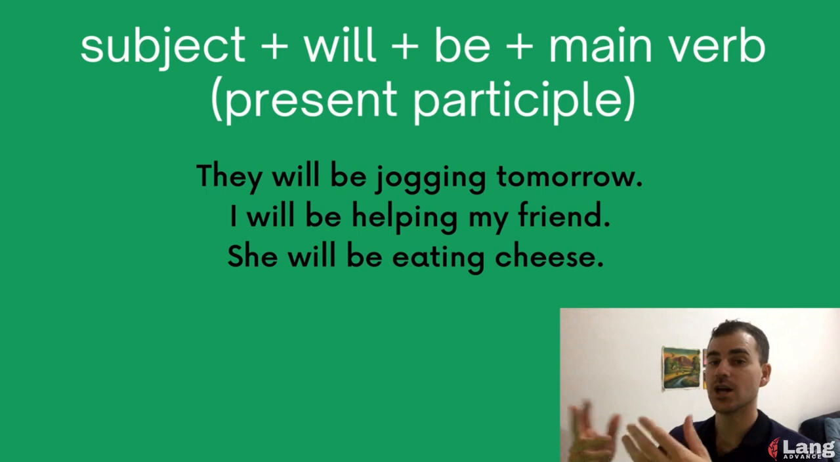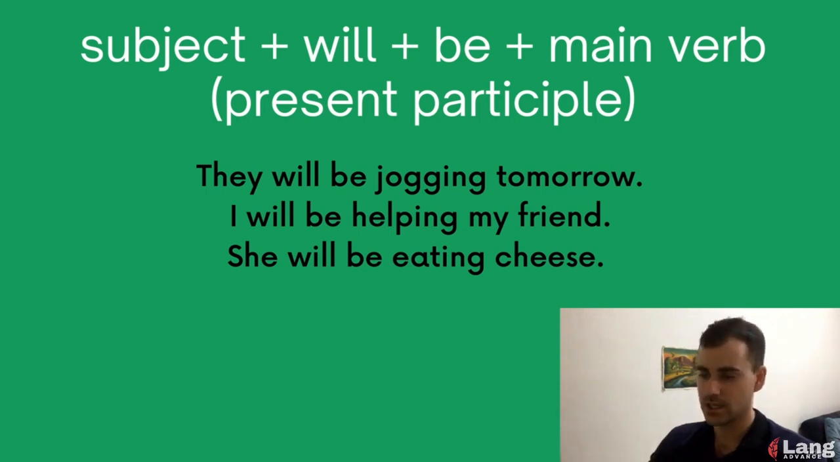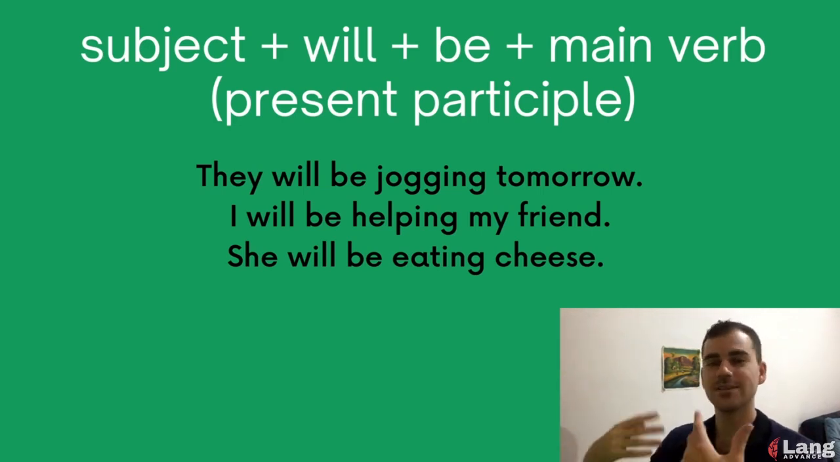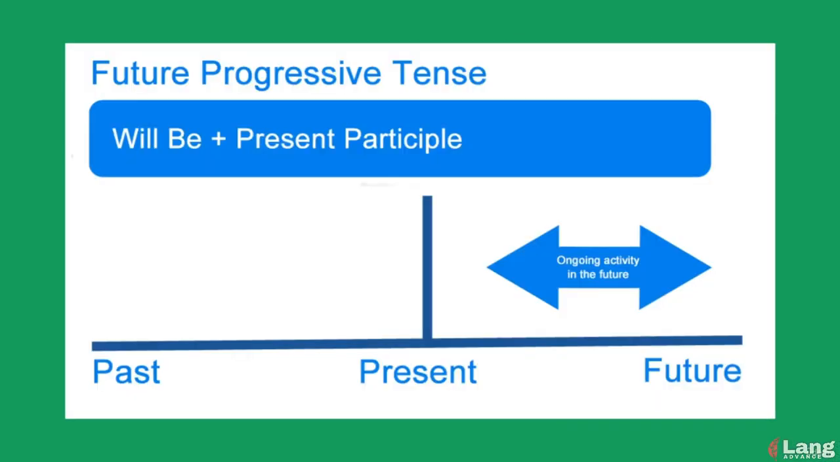They will be jogging tomorrow. I will be helping my friend. She will be eating cheese. All of these sentences are in the future continuous tense. This image may help you to understand how we use the future continuous tense. You'll notice at the top it says future progressive tense. Progressive means the same as continuous. So we use will be plus the present participle.